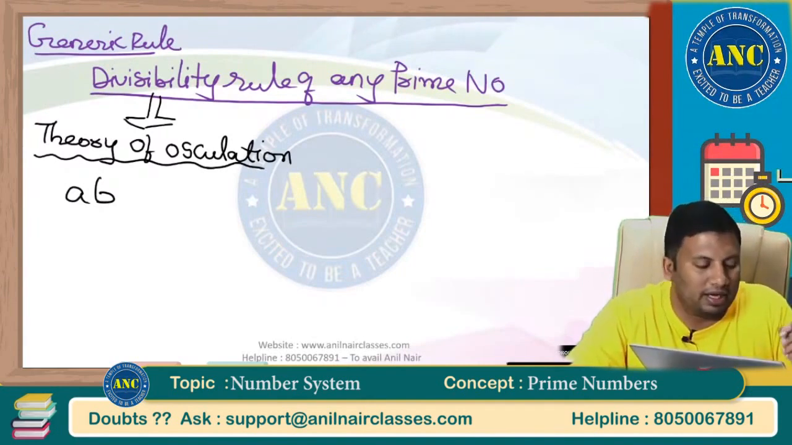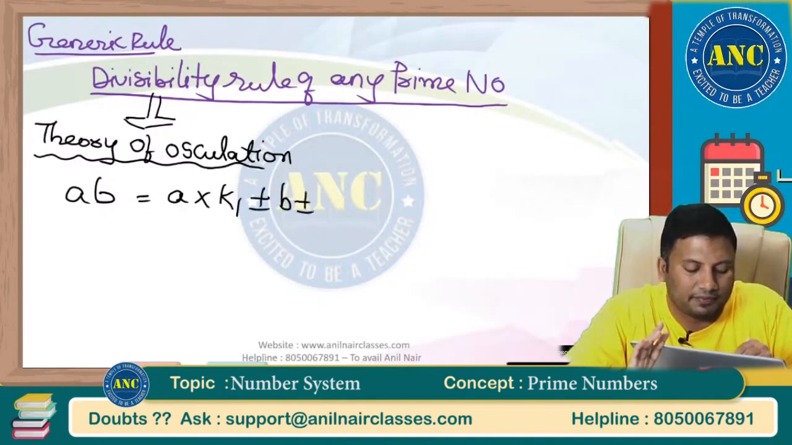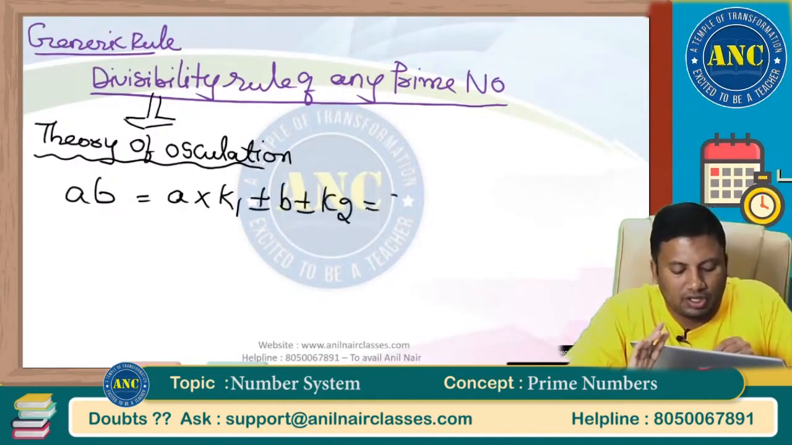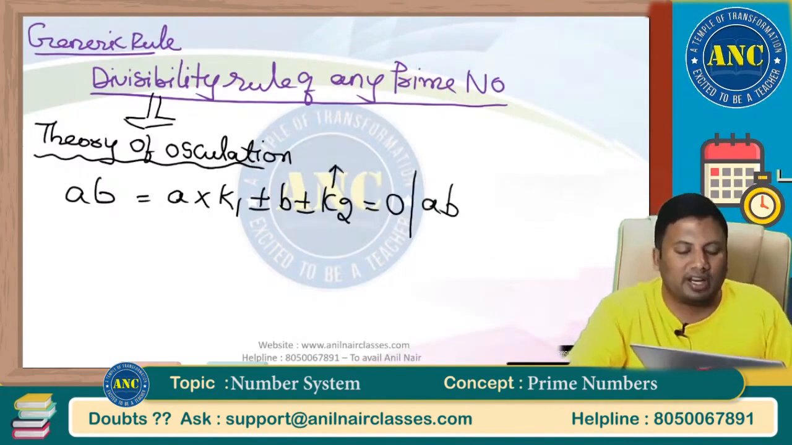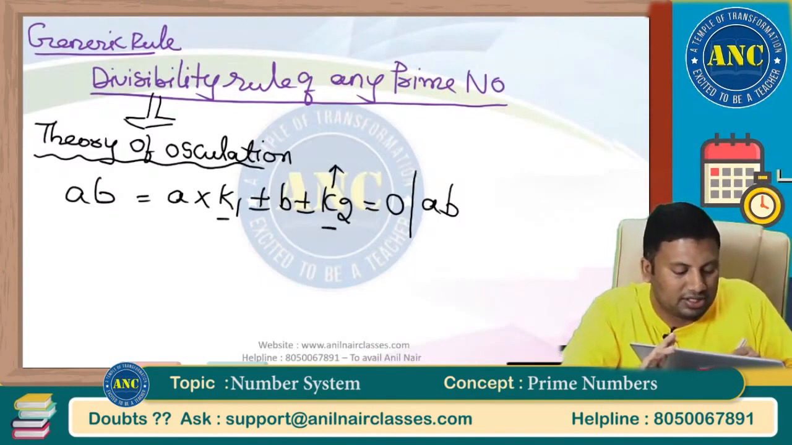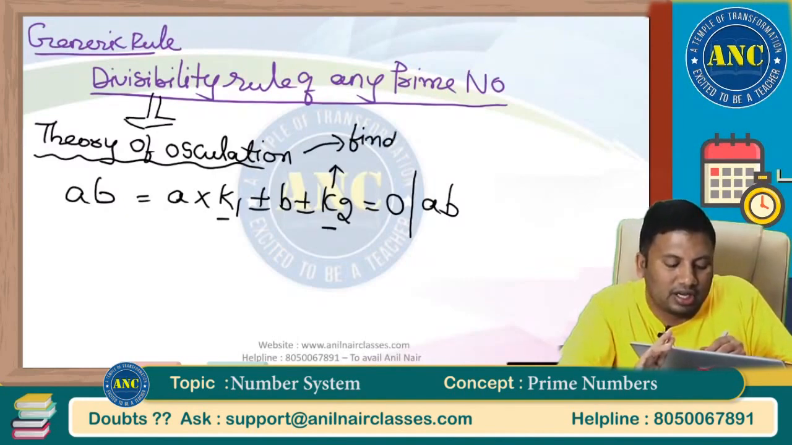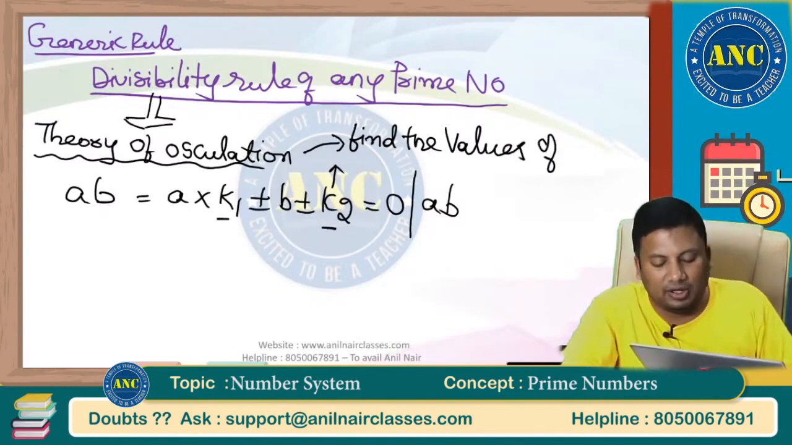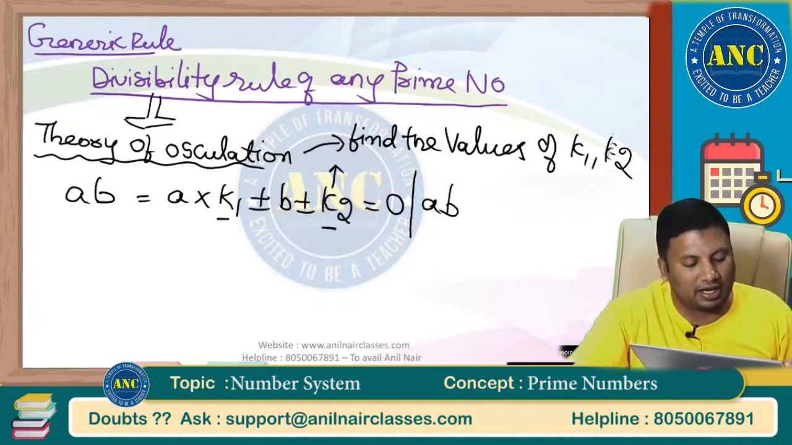AB is a representation of a number. If you can find values of K1 or K2 such that the resultant is 0 or the given number, then you can find the divisibility rule. Here K1 and K2 we don't know. The theory of osculation helps us in finding the values of K1 and K2. I will take a few examples, then it will be clear to you.